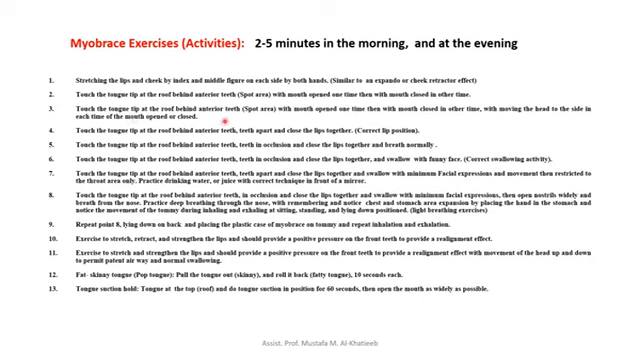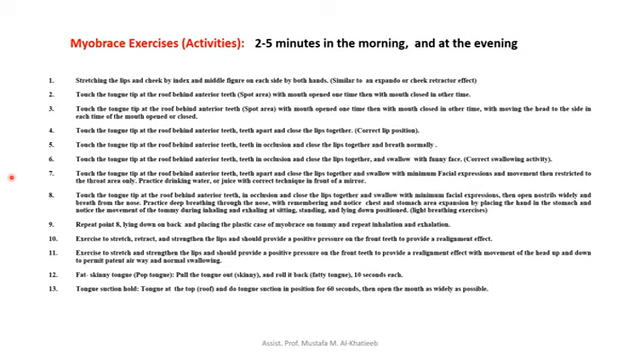Touch the tongue tip to the roof behind the anterior teeth with the mouth open one time, then with the mouth closed another time, while moving the head to the side, with the mouth open or closed. Touch the tongue to the roof behind the anterior teeth with the teeth apart and close the lips together. Correct lip positioning: touch the tongue to the roof behind the anterior teeth, with the teeth in occlusion, close the lips together, and breathe normally.